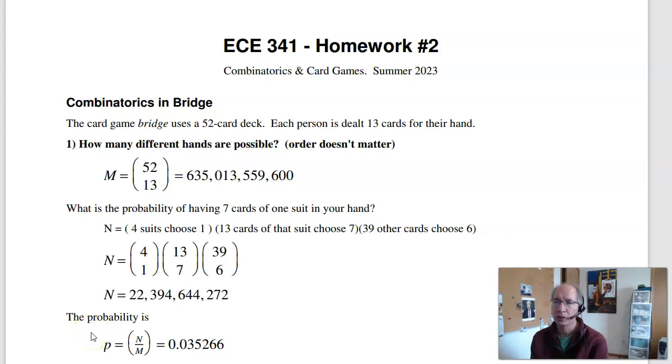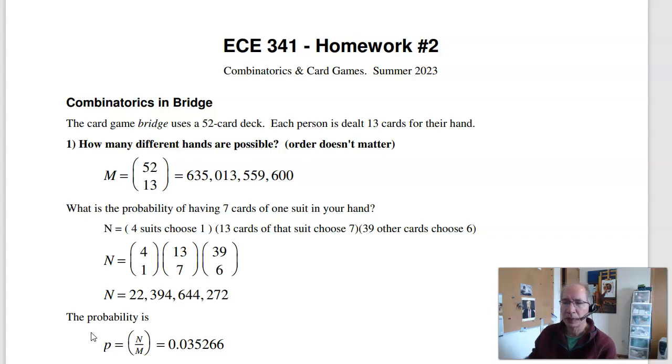Here are the solutions to homework set number 2 for ECE 341. In this homework, we're looking at combinatorics in card games. The first problem is bridge. In bridge, you're dealt 13 cards from a standard 52 card deck. Problem 1, how many different ways can you do that?